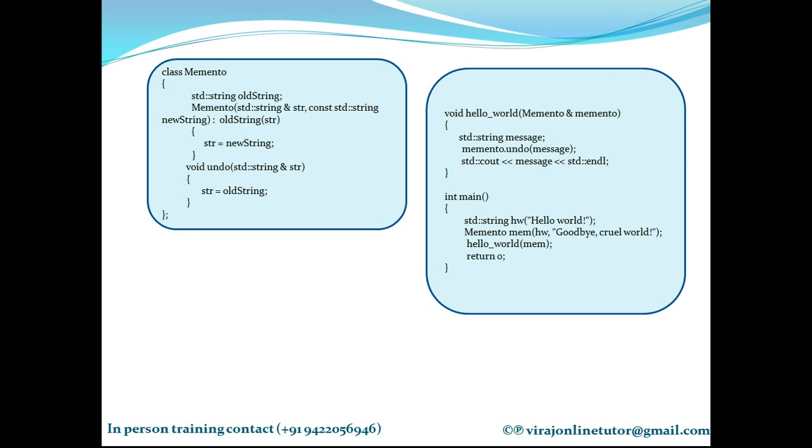So over here in the main function I call a memento and I pass hello world as the first parameter. With this it will set hello world to the old string of the memento object. Then goodbye cruel world will be set to HW, because that's what we are doing here. And now when I call hello world and pass this memento to it, I pass this message to memento dot undo. With this, the old string, which was hello world and was saved in the memento object, is assigned to message. So if I print this message, hello world will be printed on the screen.